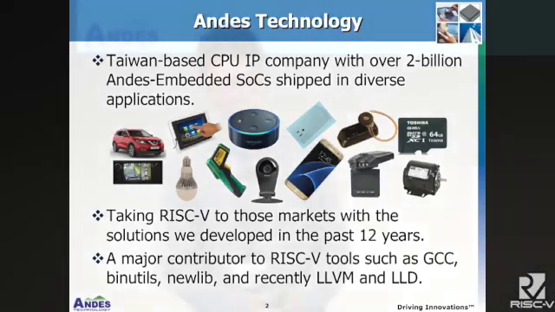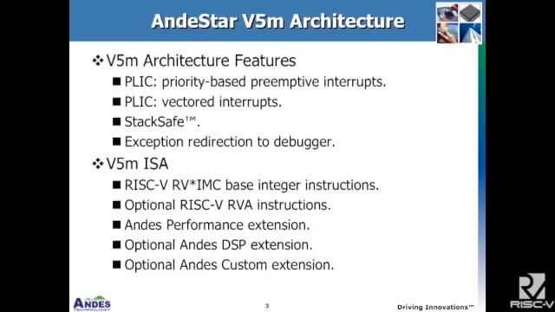LLVM and LLD. The extended features we added to RISC-V include two different parts. The first part is NDIS V5M architecture features, and the second part is the instruction extensions. In the architecture features, we extended two features in the platform level interrupt controller. We also add a hardware stack safe feature. We add a feature to redirect exceptions to debuggers.